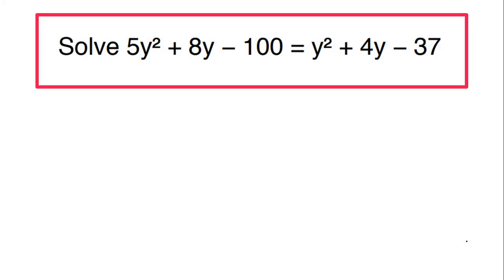So today's question is: solve 5y squared plus 8y minus 100 equals y squared plus 4y minus 37. Now, the very first thing you need to see is that there is a square involved, which means this is supposed to be a quadratic equation. But this is not how a quadratic equation looks. You have to make it into an appropriate quadratic equation.